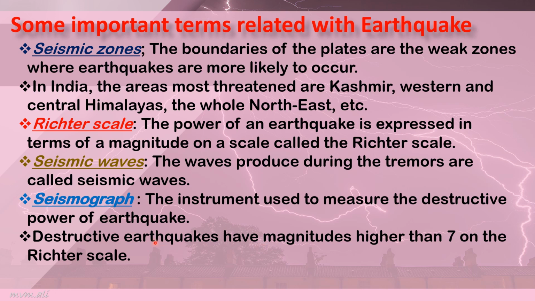Then the destructive earthquakes have magnitude higher than 7 on the Richter scale. Most earthquakes have magnitude less than 7, because of that they are not even noticed. But some earthquakes have higher magnitude, more than 7, like 8.59. In that case, it causes damage on a large scale to human life as well as to property. So these are the major natural phenomena which we have discussed, lightning and the earthquake.